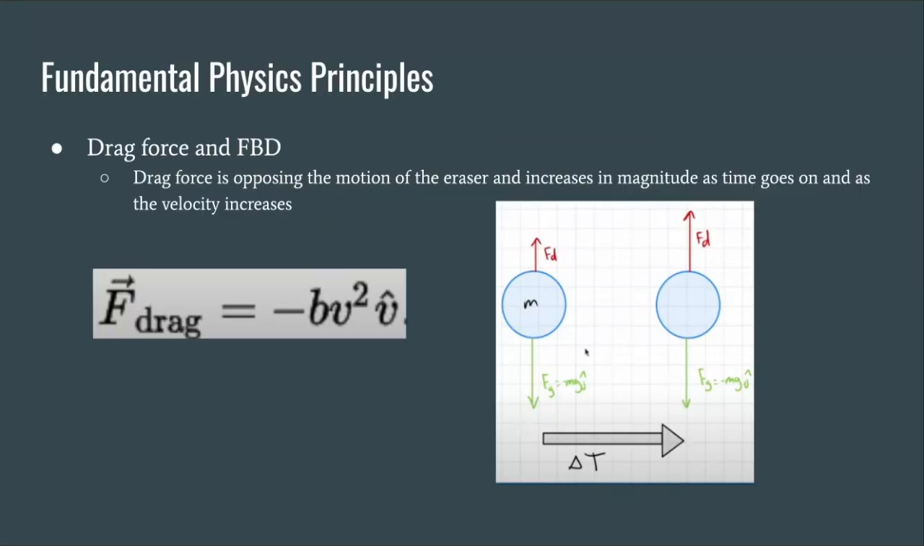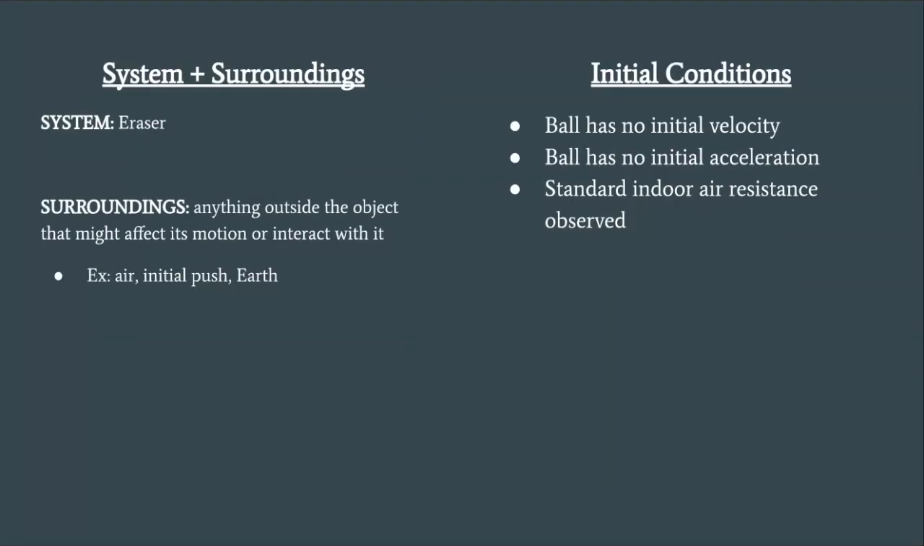We also use drag force, and drag force is opposing the motion of the eraser and increases in magnitude as time goes on and the velocity increases. The formula for drag force is below, and we can see what I just described in our free body diagram. The system is the eraser, and the surroundings is anything outside the object that might affect its motion or interact with it, such as air resistance, an initial push, or the Earth.